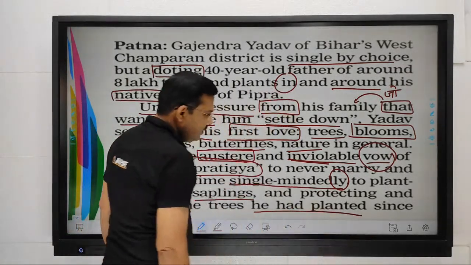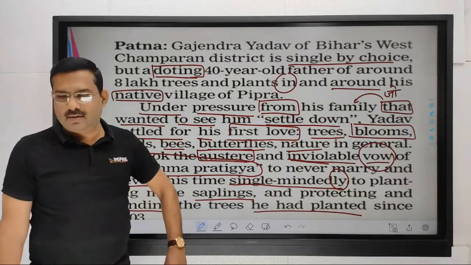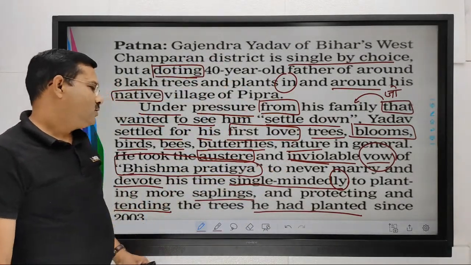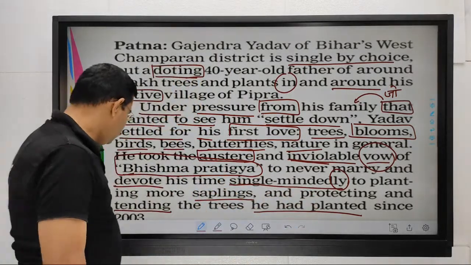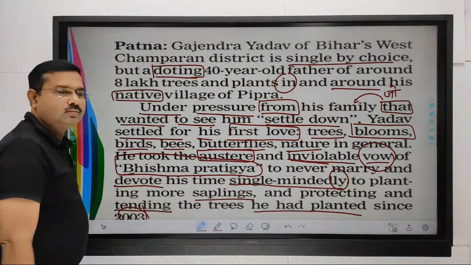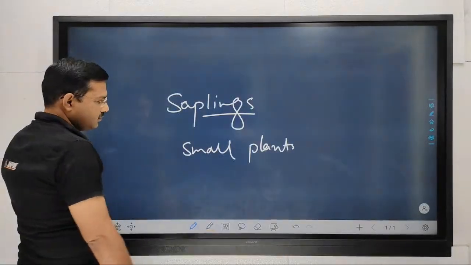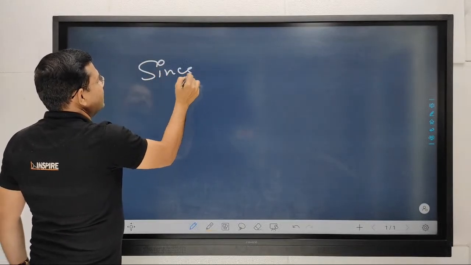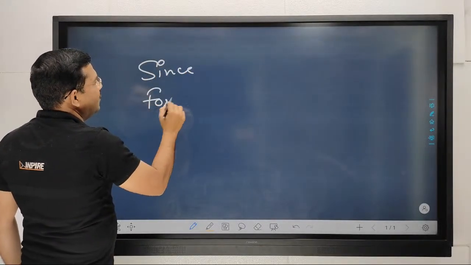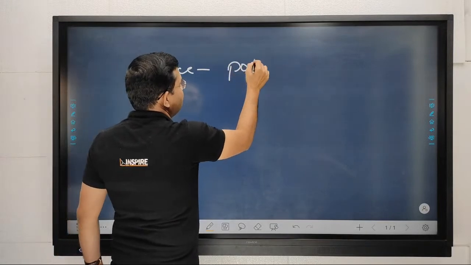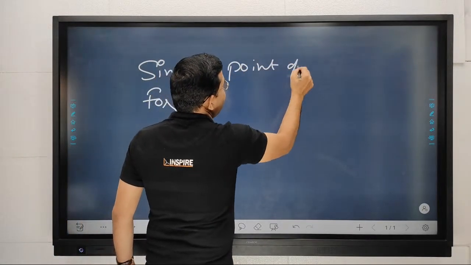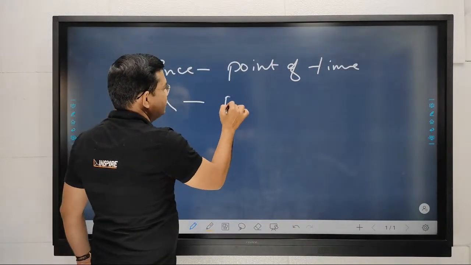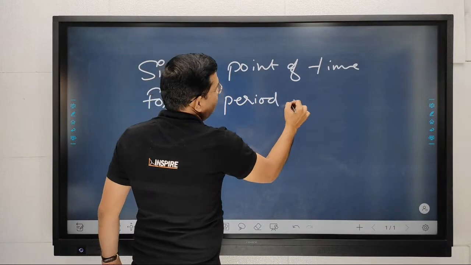He had planted. It is past perfect tense. That means something had already been done earlier. So he had planted since 2003. Now, since and for. Since is point of time and for is period of time.